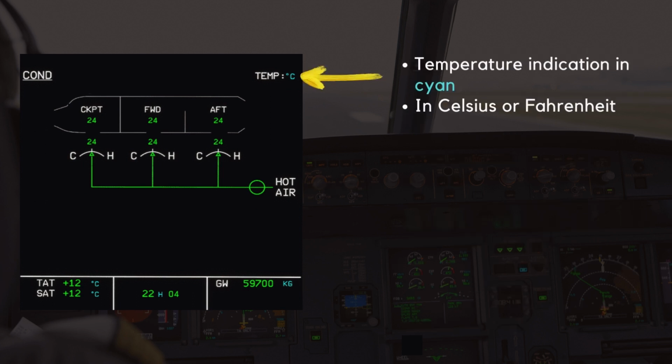Finally, in the top right-hand corner is the temperature unit indication displayed in cyan. This can either be in Celsius or Fahrenheit.